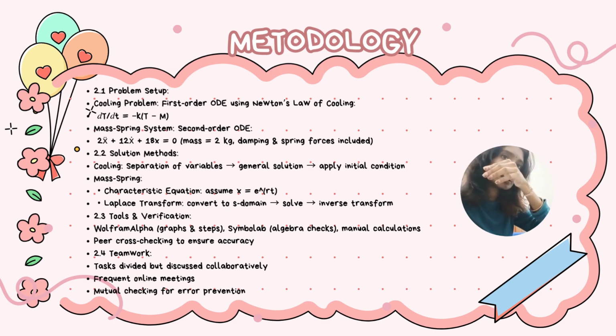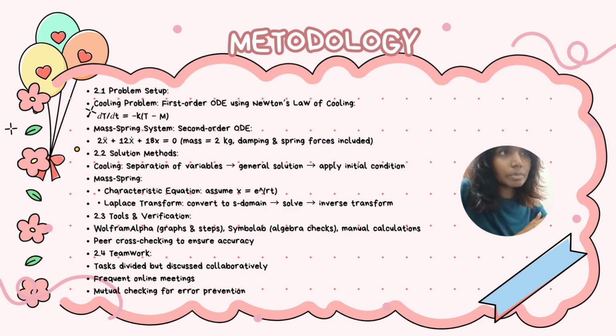For the solution methods, for the cooling problem, we use separation of variables, which is the standard method for this type of equation. This involves separating the temperature and time variables, then integrating both sides to find the general solution. After that, we applied the initial condition to find the specific solution. For the mass spring problem, we solved this using two different methods to verify our answer.